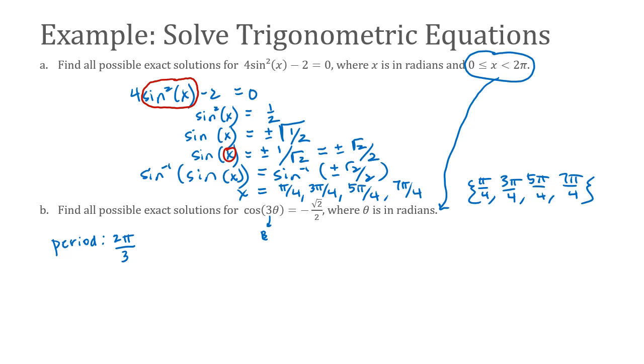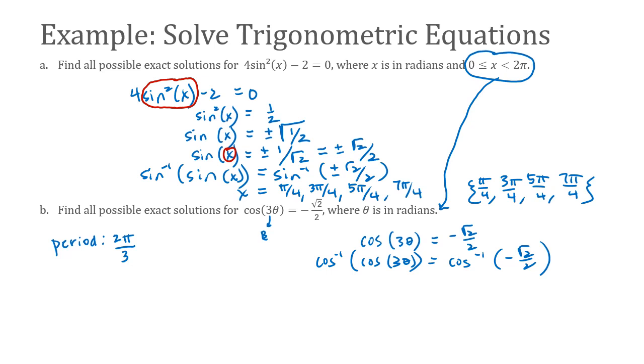Okay, so let's give this one a try. We're going to start out with cosine of 3 theta equals negative square root of 2 over 2. And I'm going to take cosine inverse of the left, and I'm going to take cosine inverse of the right.